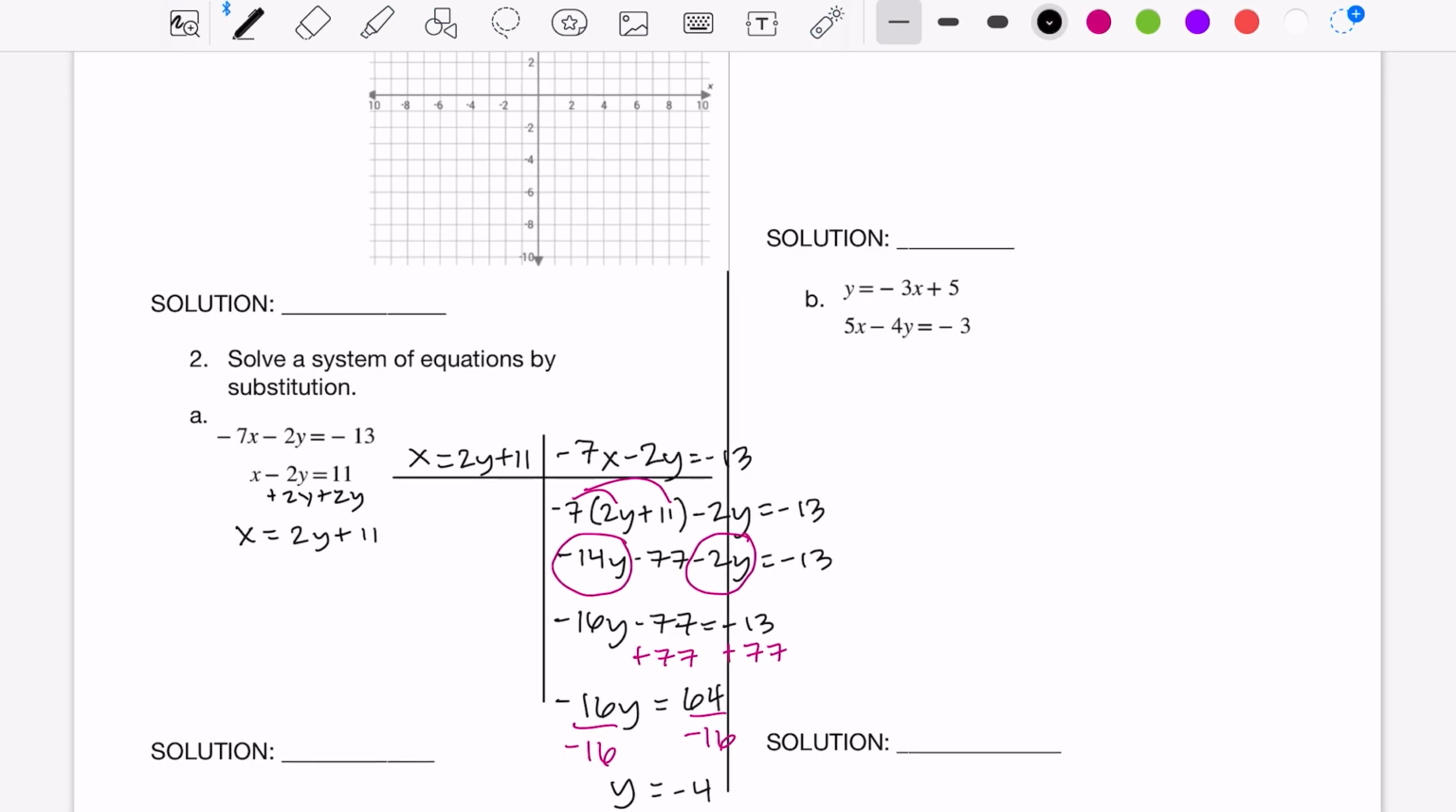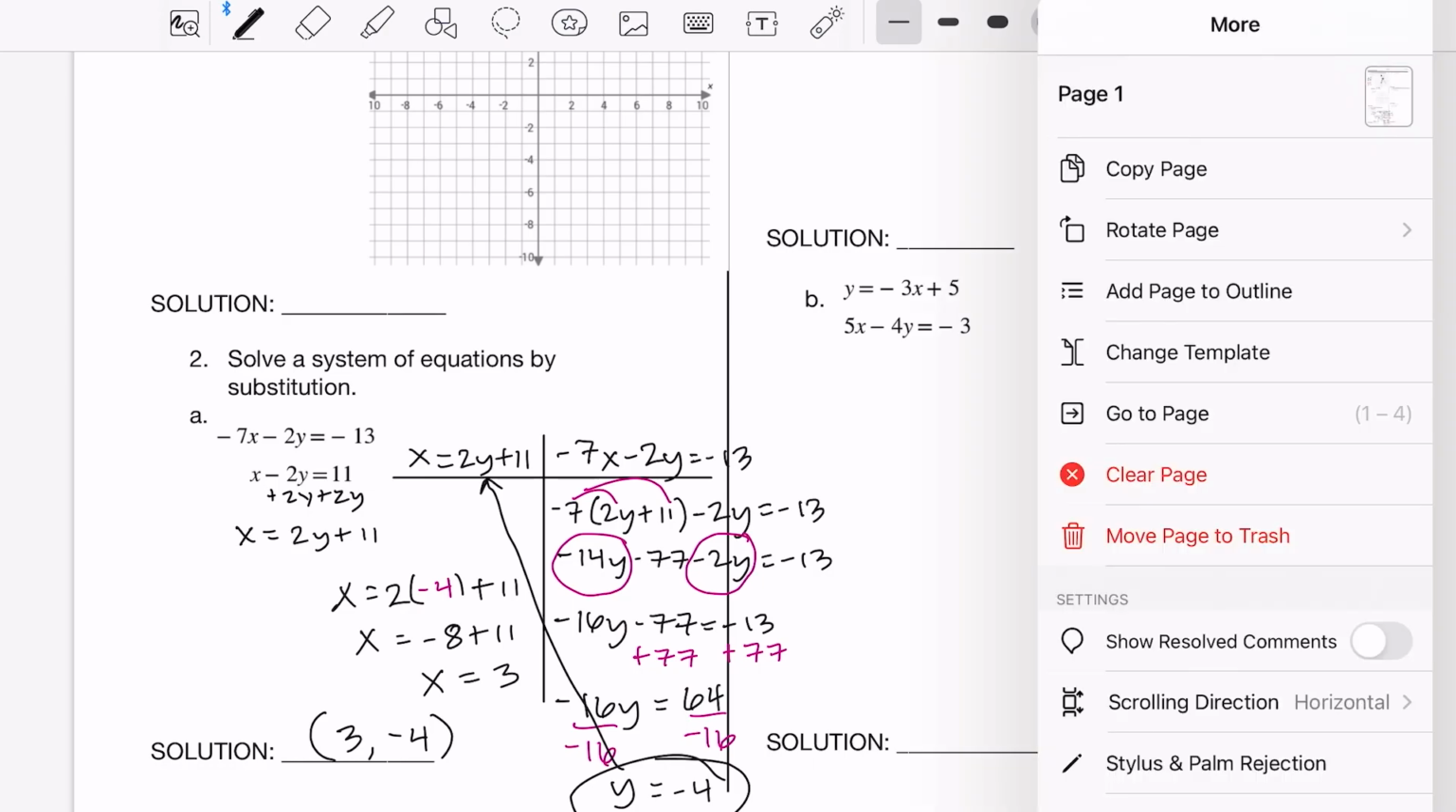And then once I have that, I'm going to take that and plug it in over on this side so that I can find the x. So then we get x is 3 and y is negative 4. So that's the substitution method.